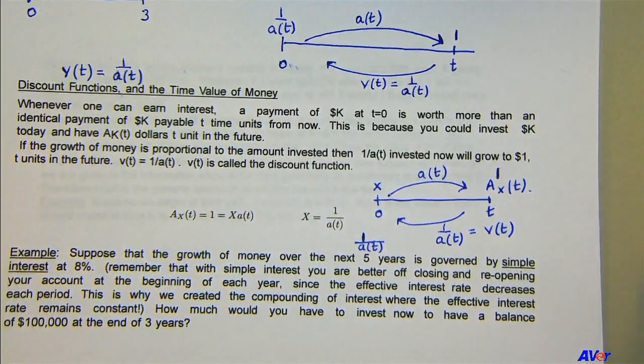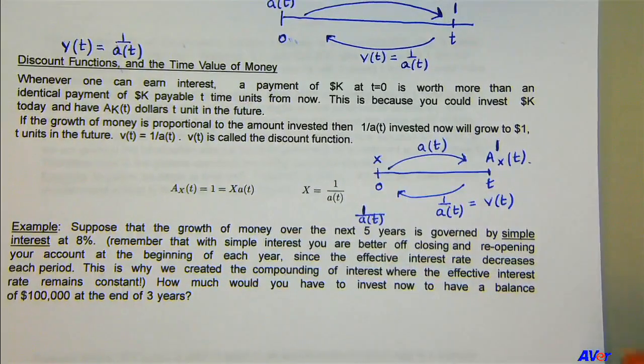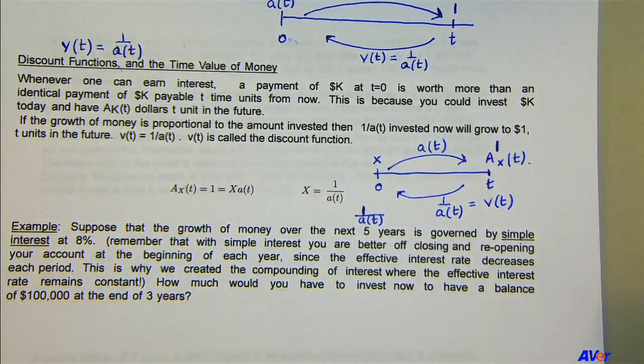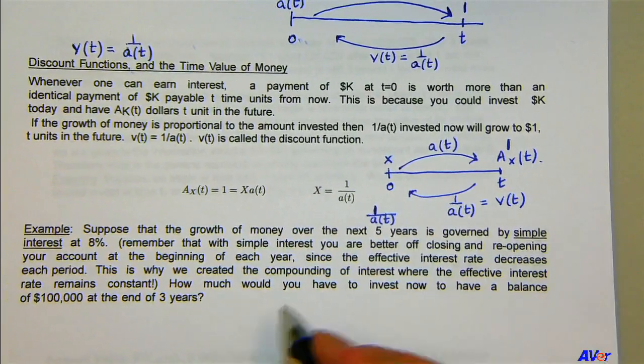Suppose that the growth of money over the next 5 years is governed by simple interest at 8%. Remember that with simple interest, you are better off closing and reopening your account at the beginning of each year, since the effective interest rate decreases each period. This is why we created the compounding of interest, where the effective interest rate remains constant. How much would you have to invest now to have a balance of $100,000 at the end of 3 years?